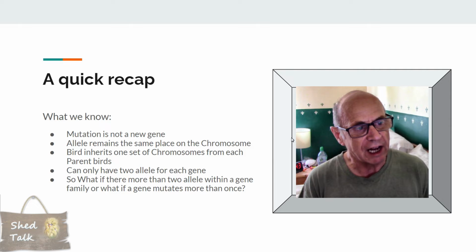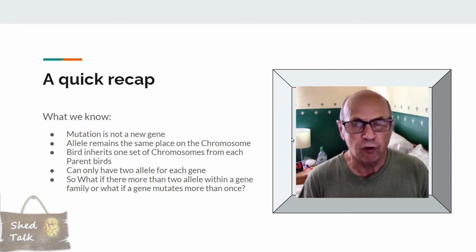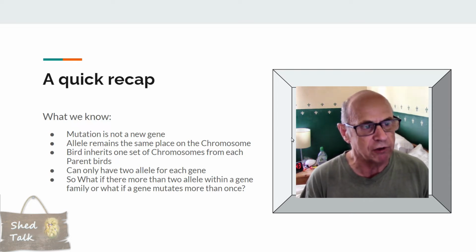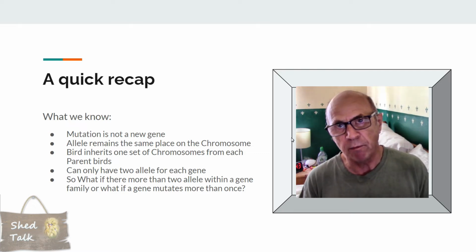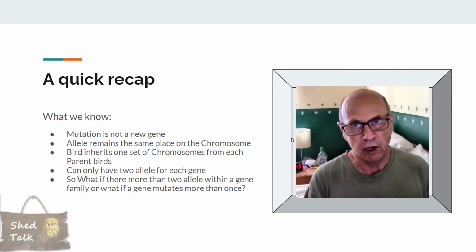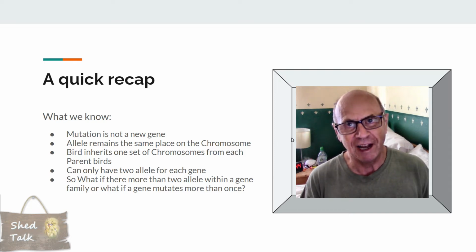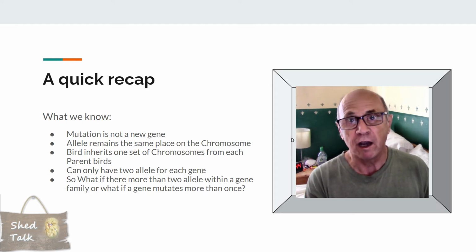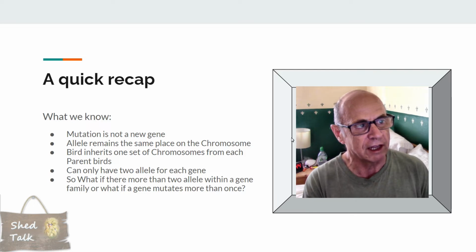So what does that mean for a gene that has mutated more than once, and therefore has more than 2 allele for the same gene? We often refer to this as a gene family. In a gene family there can be a number of allele for the same gene, but as I previously said, just to double check, the bird can only ever inherit 2 of those allele. Right, so that's a quick recap on where we are in terms of the bird, the mutations and the number of allele that they can have.